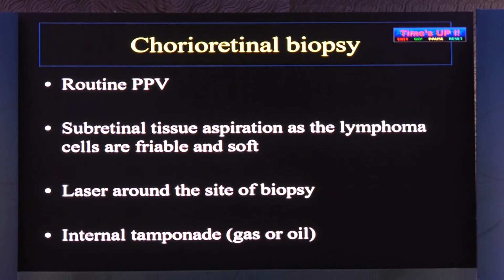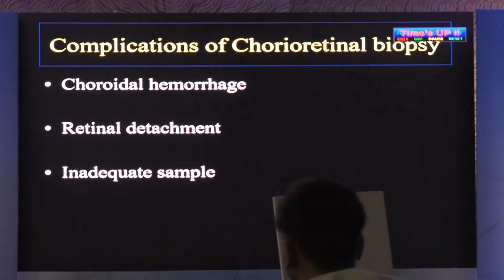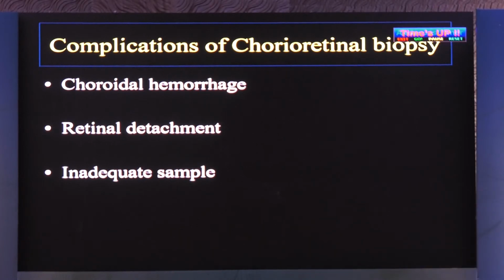This is by routine PPV followed by the aspiration of the subretinal fluid, because the lymphoma cells are quite friable and very soft, so you can easily aspirate them into your soft tip and then perform a laser around the site of biopsy followed by an internal tamponade. The complications are expected to be choroidal hemorrhage, retinal detachment, and an inadequate sample.